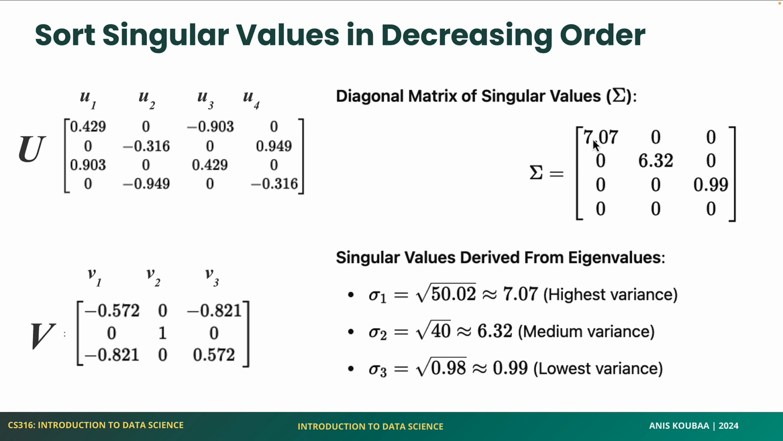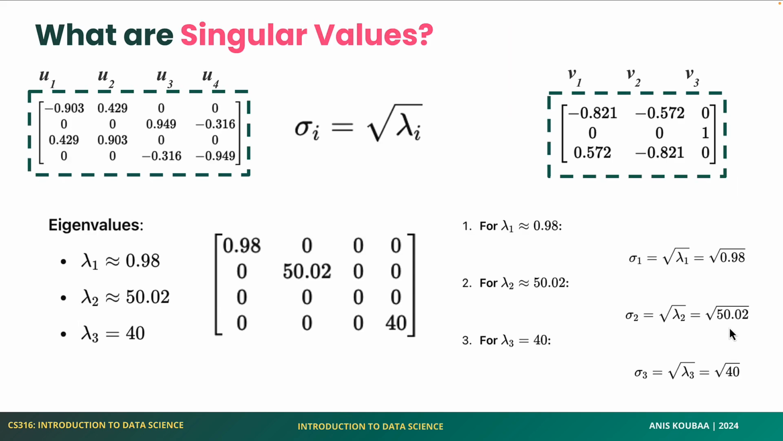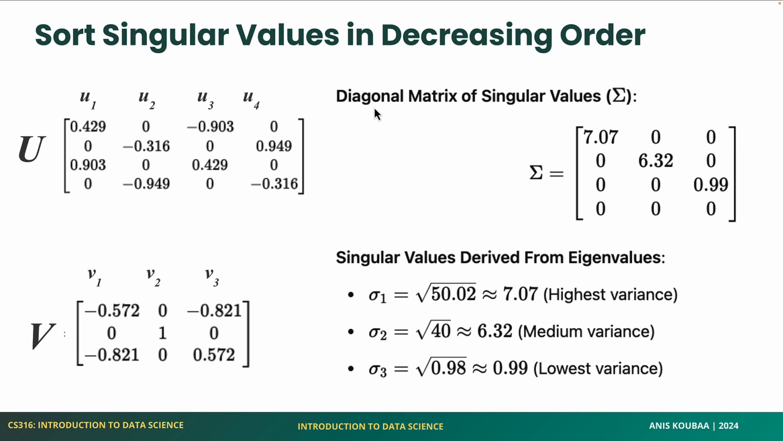So sigma will be, what is this value? The first eigenvalue. This is the square root of 50. Now, when we create the diagonal matrix of singular values, we organize them by the highest eigenvalue, as we did before in PCA. So this is the highest component. It's the square root of 50. This is the square root of 40. This is the square root of 0.98.